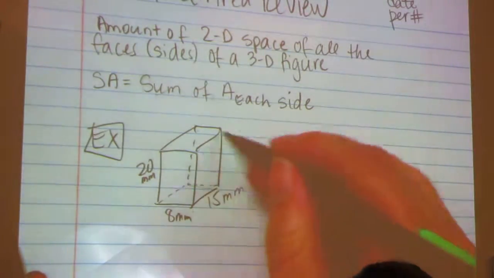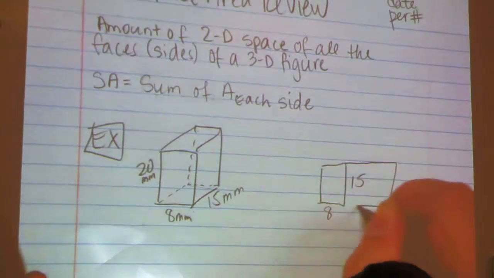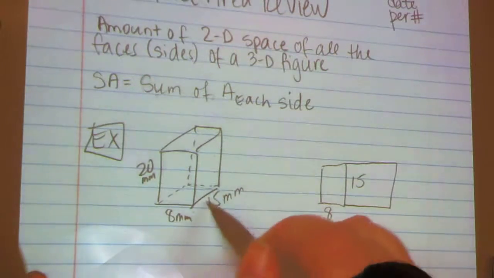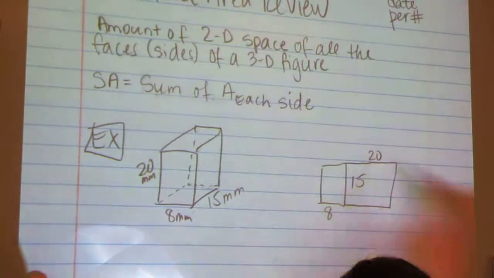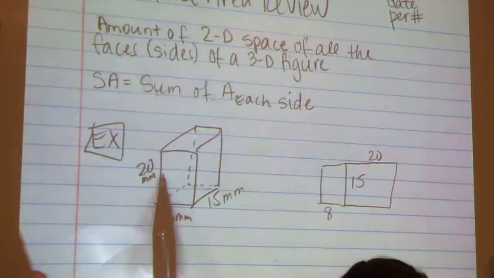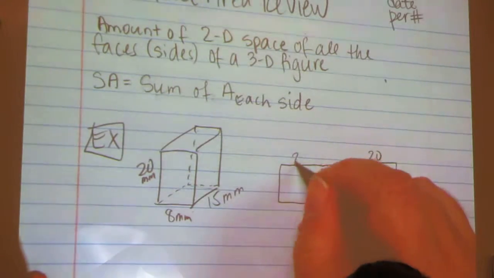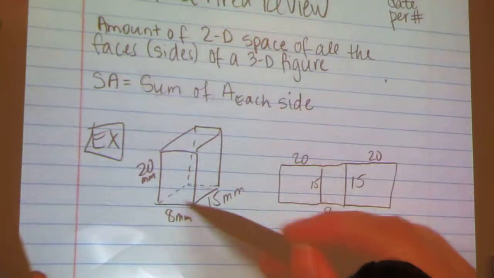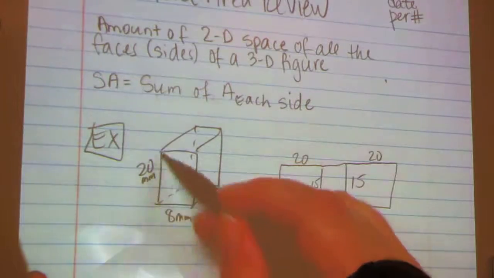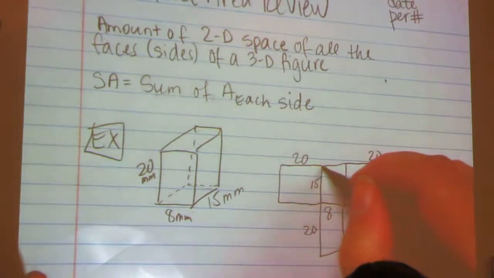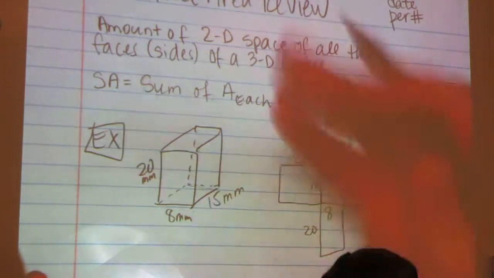And then the side here is attached to the 15. So it comes out this way, and it's 15 along the bottom. And then how high is that side? Well, that's this measurement. So this is 20. The opposite side is identical to that, the left and the right, 15 by 20. And then the front is attached to the 8 here, and it's also 8 by 20. And the back matches the front, 8 by 20.